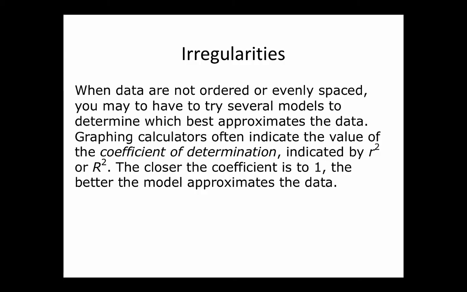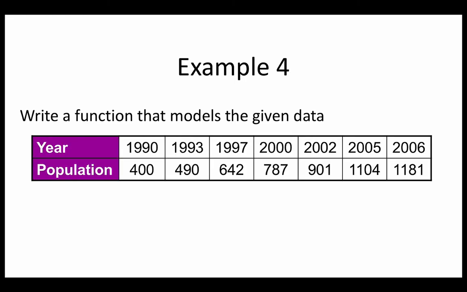So here's a set of data. We're asked to write a function that models this given data with the populations of some town. I'm going to go out on a limb and say it's probably not just 400, maybe it's 400,000, but for what we're dealing with here, this is going to be good enough. So in 1990, the population was 400. In 1993, it was 490. 1997, 642, etc.